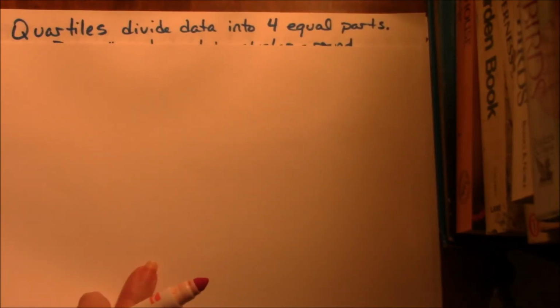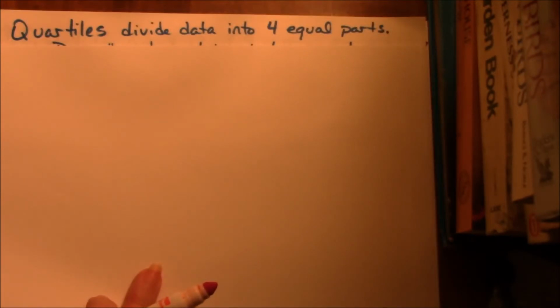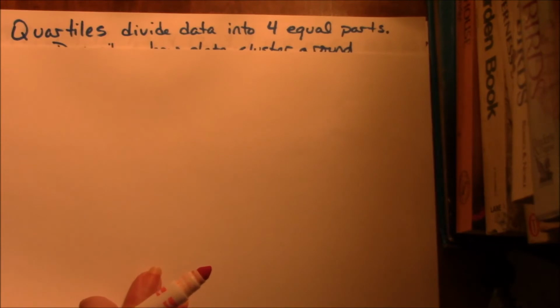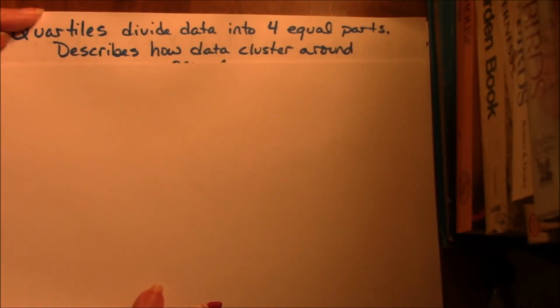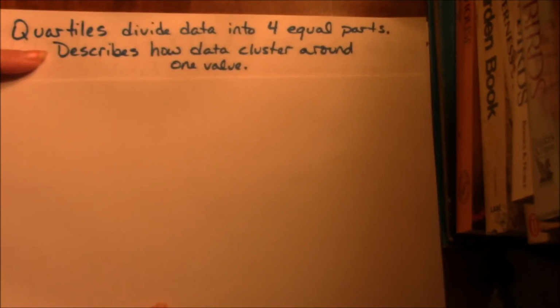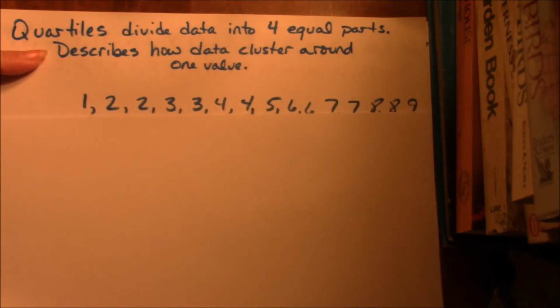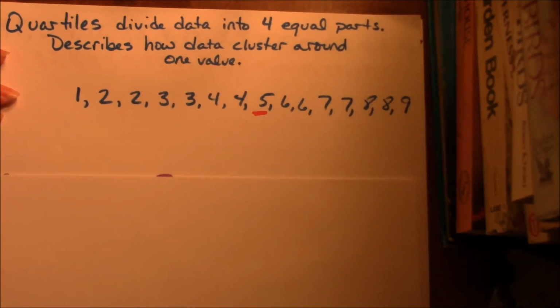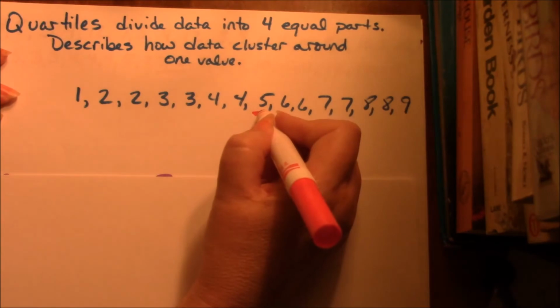Moving on to quartiles. A quartile is a way to divide the data into 4 equal parts, and this helps us show a graphic representation, pictorial representation of what it looks like. It describes how data clusters around one value, and that value is usually the median. So I've taken a big old list of numbers, and I found the median, the middle one. I've put them in order, and this is my center.